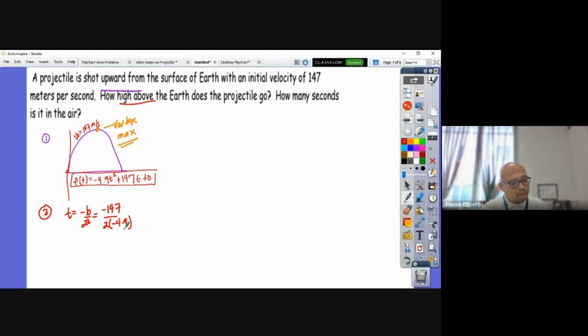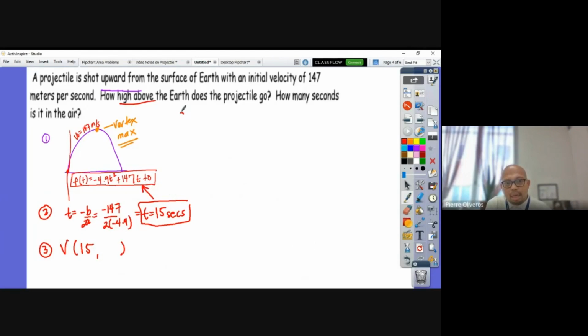Using our calculator, negative 147 divided by parenthesis 2 times negative 4.9, enter. My answer will be 15 seconds. So in 15 seconds, it will reach its maximum height. So now let's complete the vertex. We know that the vertex will have 15 comma blank. How do we complete that one? We plug in 15 into the equation there.